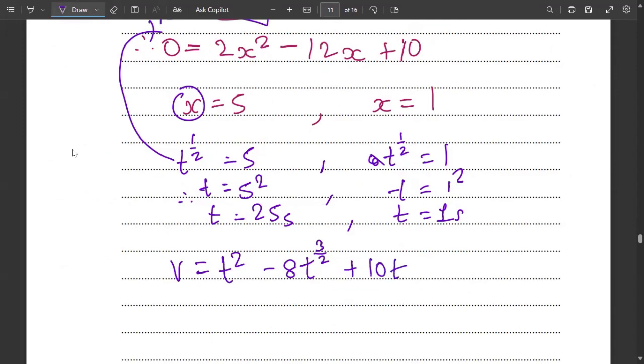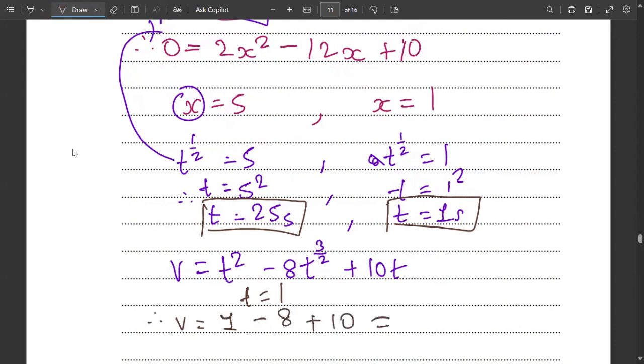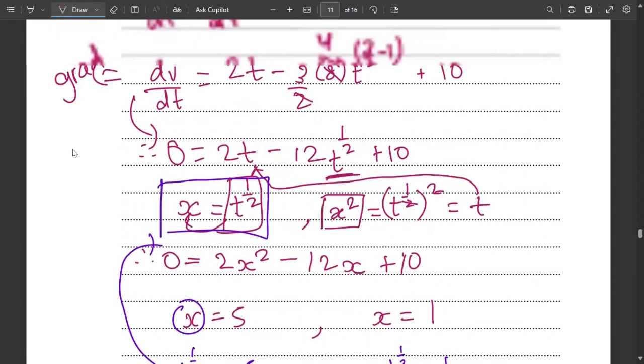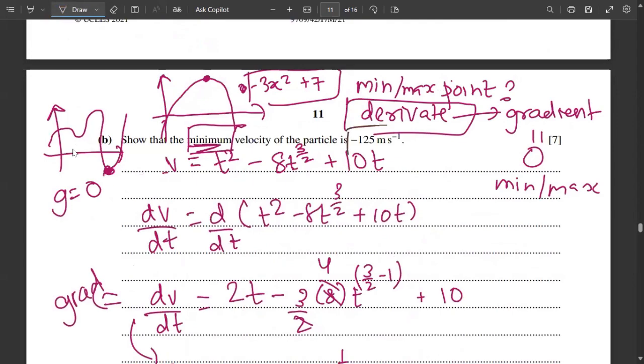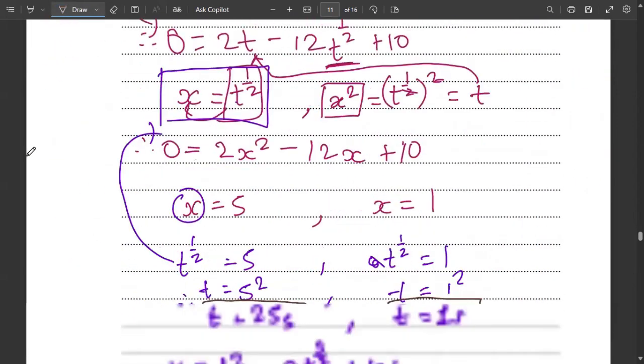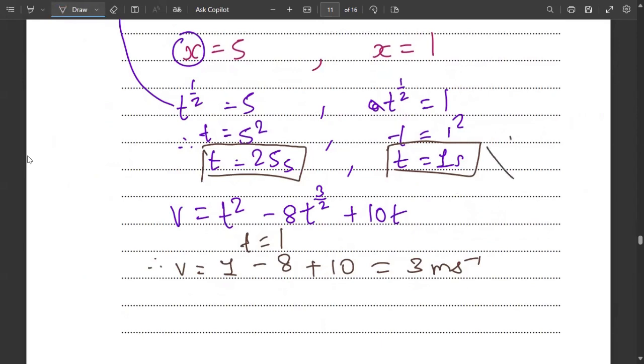Now we'll input t equals 25 and t equals 1 individually. First, let's input t equals 1. So if we put t is 1, therefore velocity will be equal to 1 minus 8 plus 10. The answer is 10 plus 1 is 11, 11 minus 8 is 3 meter per second. But we have to show the minimum velocity is minus 125, so the answer should be 125. So 1 is not the possible option.